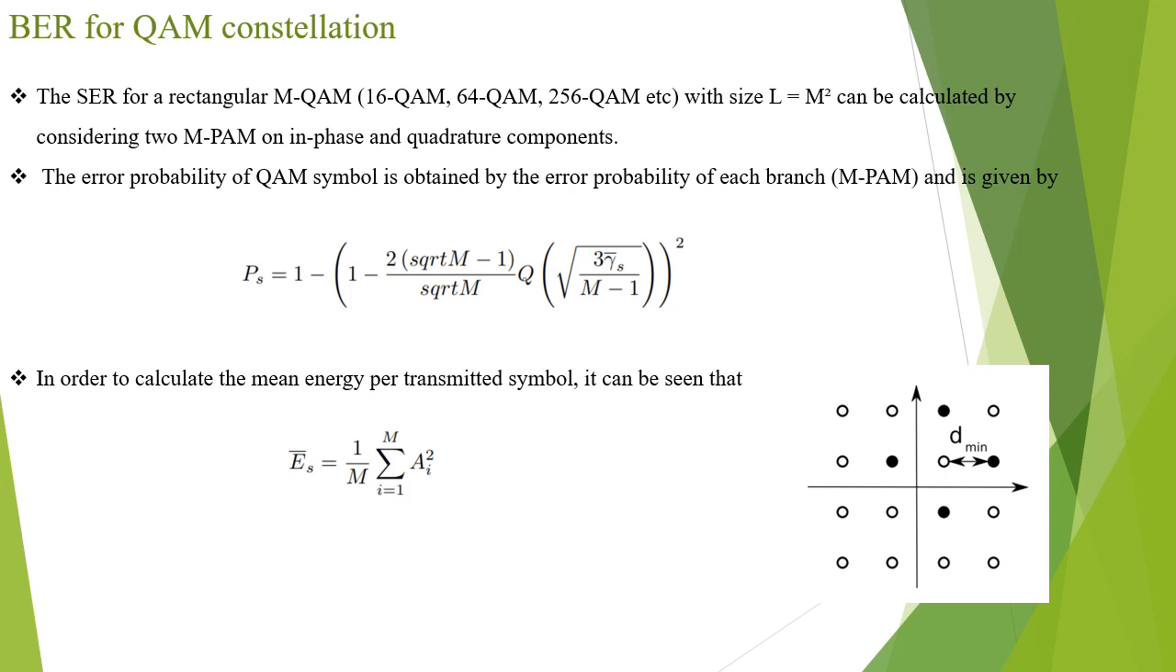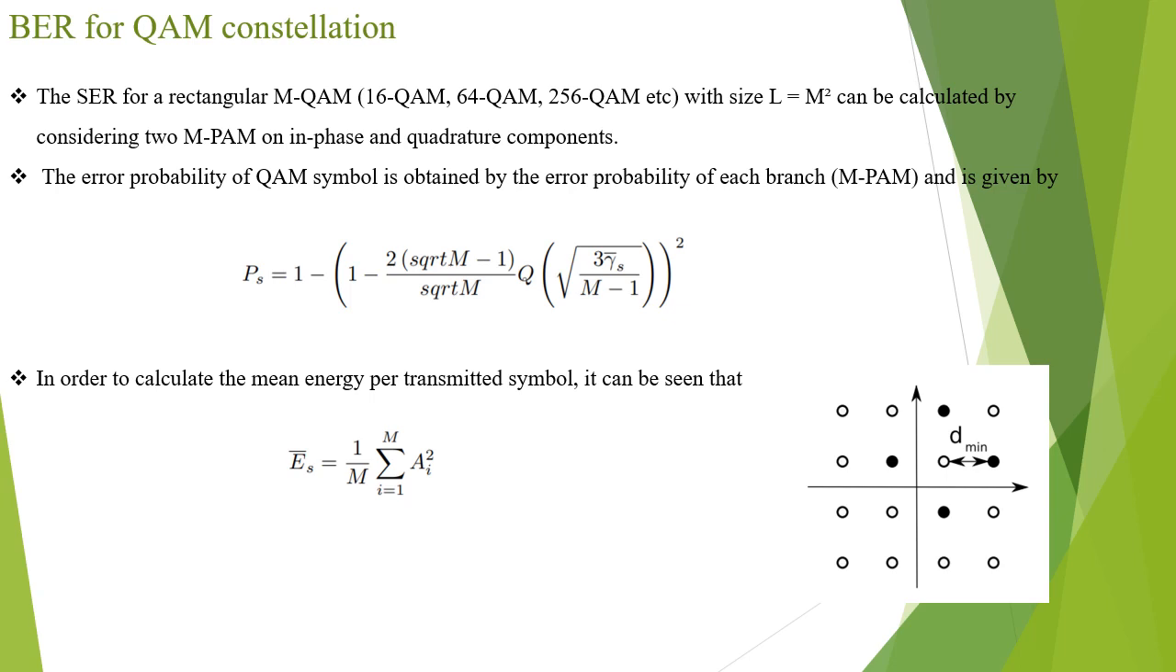The SER for a rectangular MQAM with size L equal to M squared can be calculated by considering two MPAM on in-phase and quadrature components. This is the diagram of the QAM constellation. The error probability of a QAM symbol is obtained by the error probability of each branch and is given by this one. If we use the nearest neighbor approximation for an MQAM rectangular constellation, there are four nearest neighbors with distance d minimum.